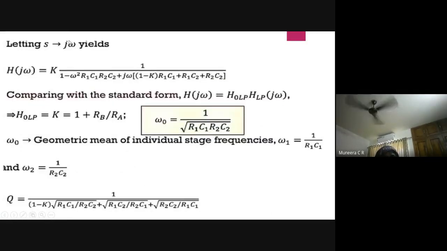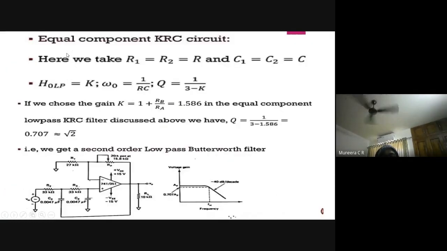Then S equal to j omega. Realized, omega 0 is taken as 1 by RC. Q is 1 by 3 minus K. Putting 3 minus K equal to 1.414, the value of K is 1.586. With that we realized the second order filter. Okay.